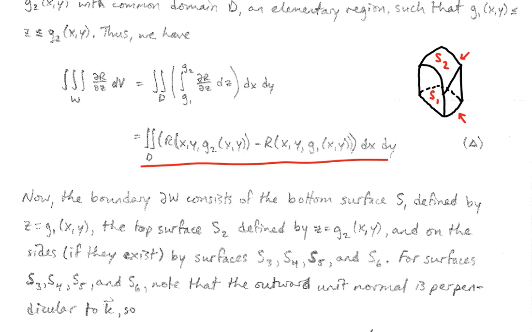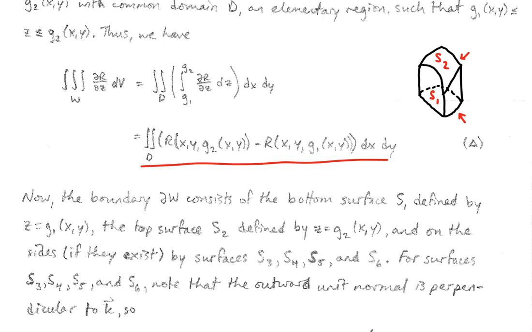The top surface, S2, has some equation, g sub 2. And on the sides, if your 3D region W has any sides to it, it may be the case that there's no sides to it, or there's maybe only one side or two sides or three sides to it. Who knows? But if there are any sides to it, then we'll call these surfaces S3, S4, S5, and S6. We're not going to say that there are particular functions bounding these sides, because we're going to see very shortly that if there's any functions forming these sides, they don't matter.